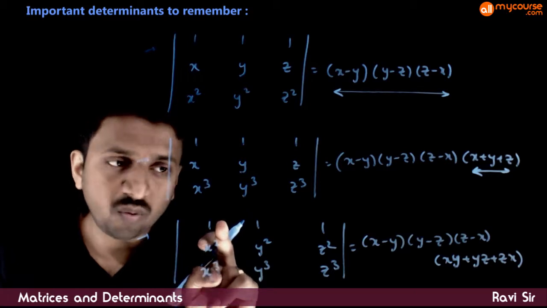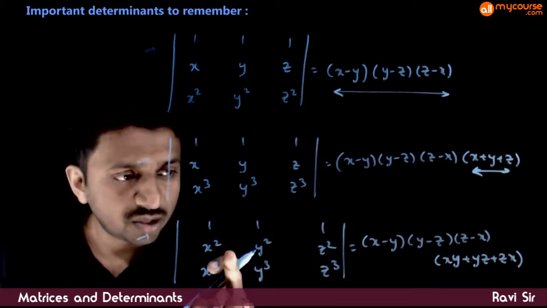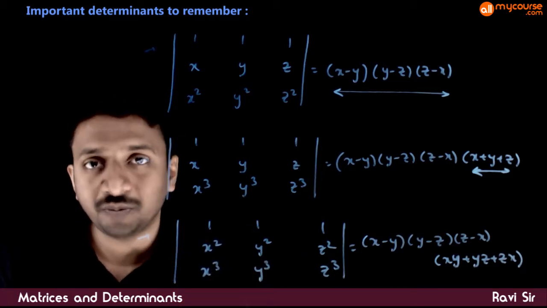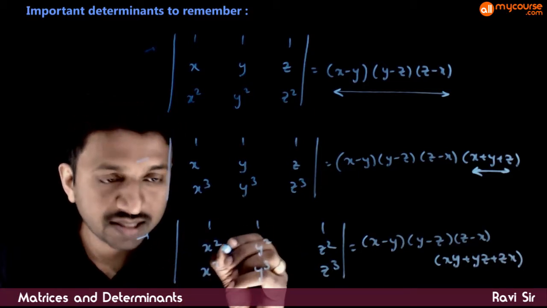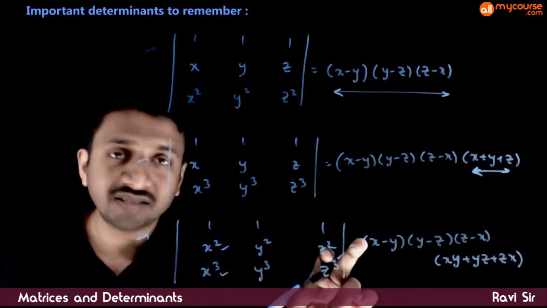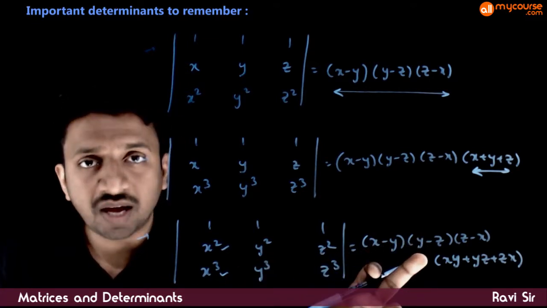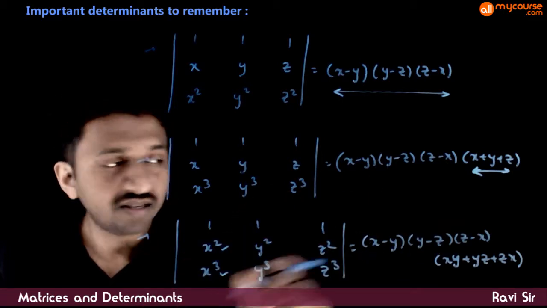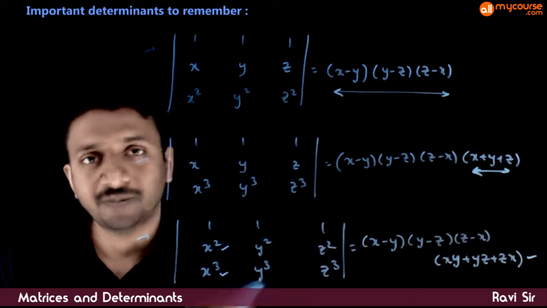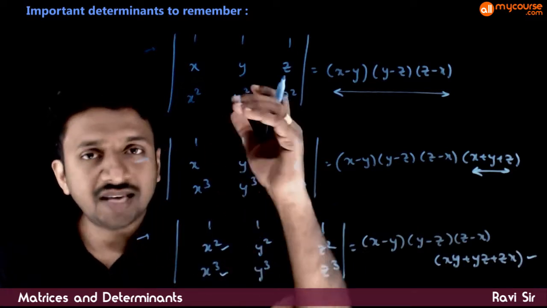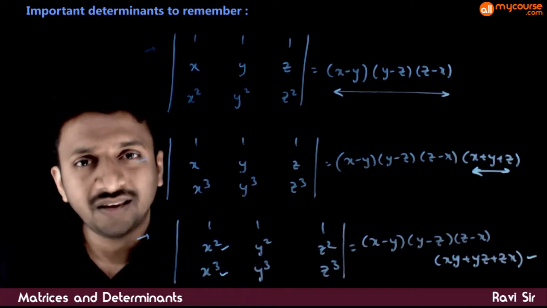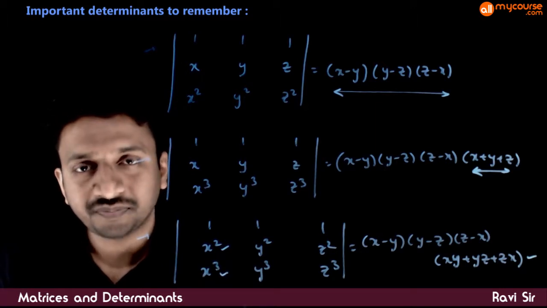And determinant 1, 1, 1, x square, y square, z square, x cube, y cube, z cube. So you have squares in the second row, cubes in the third row. And this determinant is x minus y times y minus z times z minus x times xy plus yz plus zx. So these are three very important determinants which will be very useful for you if you remember this.